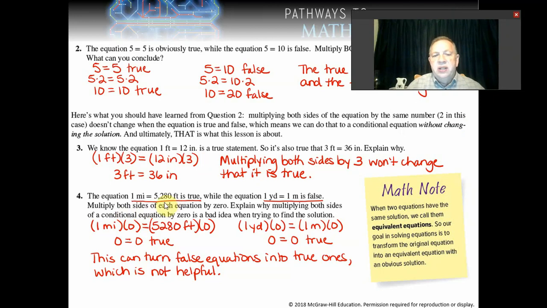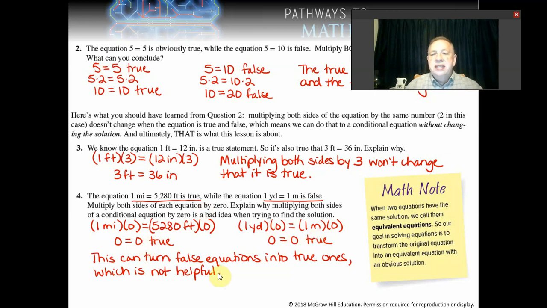How about this: 1 mile is 5,280 feet? That's a true statement. They're the same. And here I've got 1 yard is equal to 1 meter. This is false. But if I multiply both sides of the equation by 0, what happens here? This turns out to be true, and this turns out to be true.